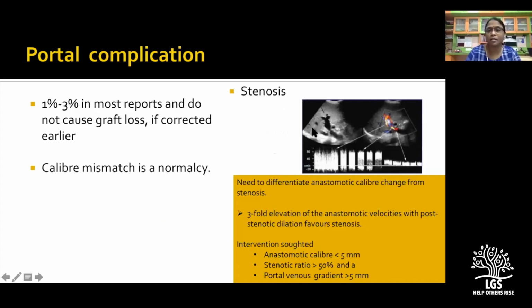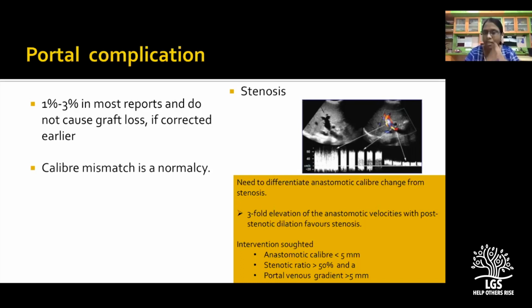And this is a normal picture that we see in the postoperative period in the portal vein. That is an anatomic caliber mismatch. Caliber mismatch is normal in case of portal vein. This is because the small right portal vein is anastomosed to a large main portal vein in case of a right lobe graft. And in the left lobe graft, the large donor portal vein is anastomosed to a relatively small caliber recipient vein. So this caliber mismatch is normal, but we need to differentiate this anastomotic caliber change from the stenosis.